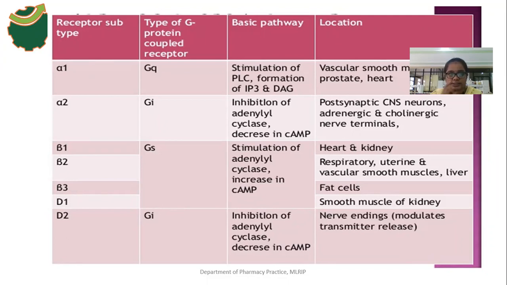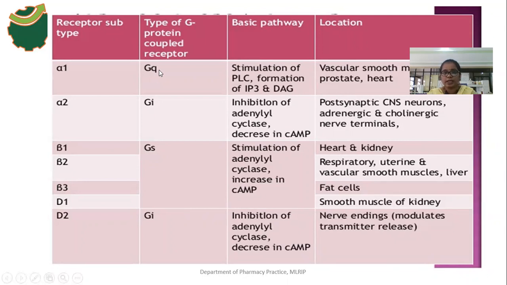all those receptors are what? G protein coupled receptors. So why is it called a G protein coupled receptor? Because of the G protein, the guanine protein, which is associated with those receptors. They consist of four subunits, that is Gq protein, Gi protein, Gs protein and Go protein.